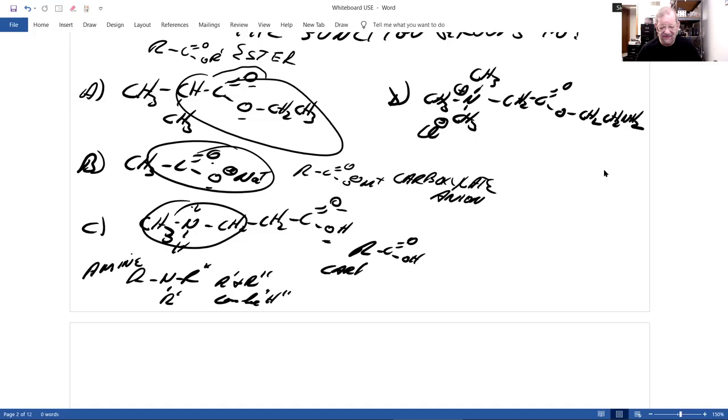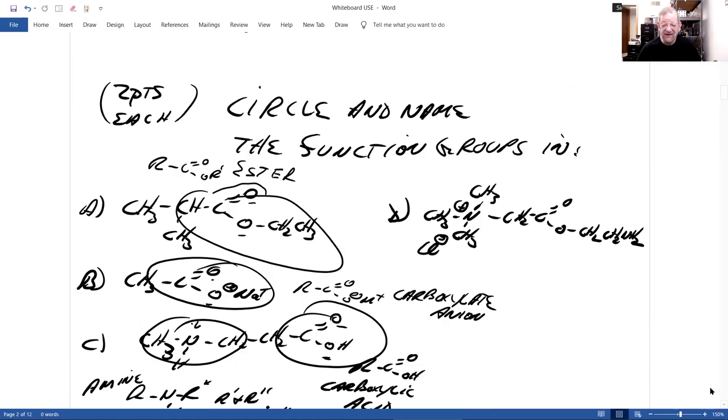Ooh, again, oxygens, we have this. And this is a carboxylic acid. And finally, D, I think I threw in everything but the kitchen sink. Oh, look at this, a nitrogen. And I had to put the anion here. And that's a quaternary ammonium salt.